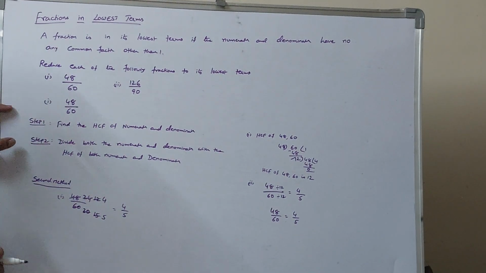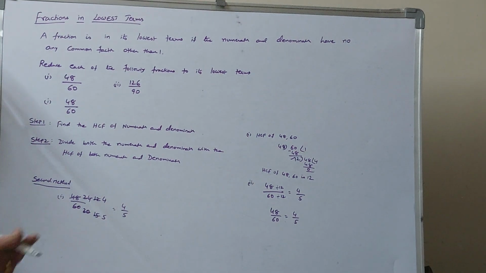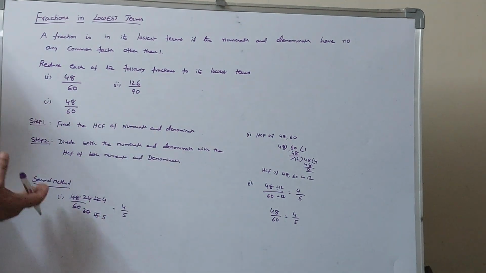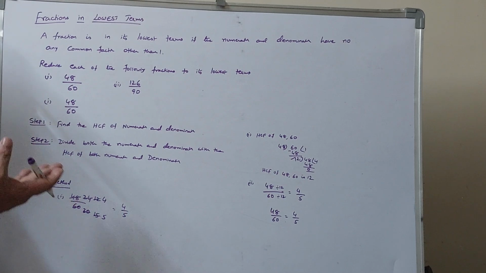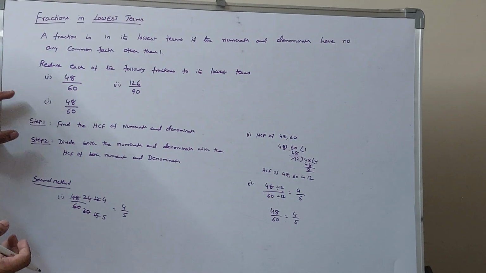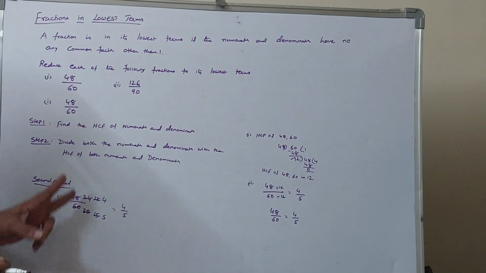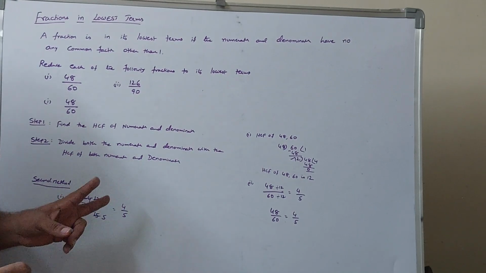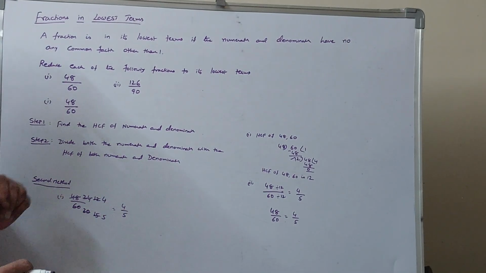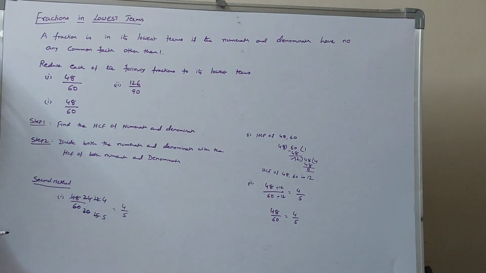Okay? The first method is finding the HCF of numerator and denominator and dividing both the numerator and denominator with the HCF. That is one way of doing it. The second method is taking the common factors and dividing with them, and getting the simplest or lowest form. Okay, this is the way.